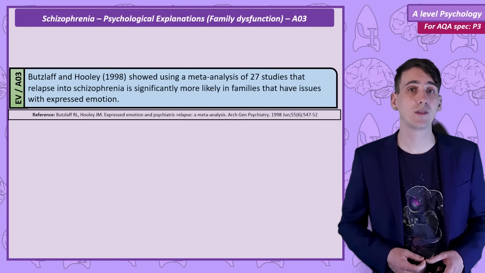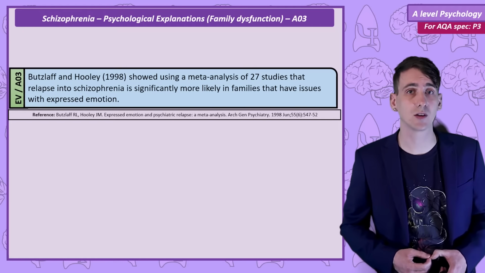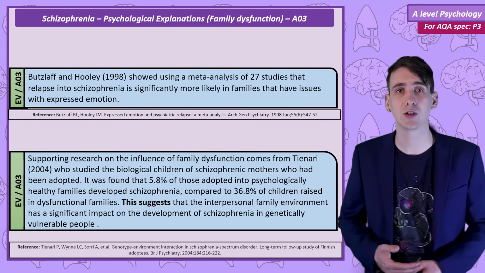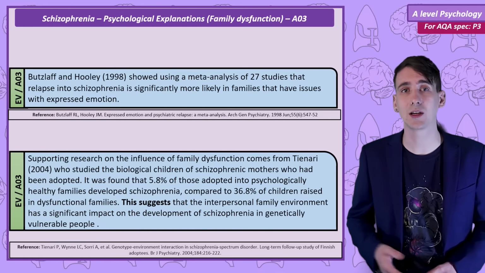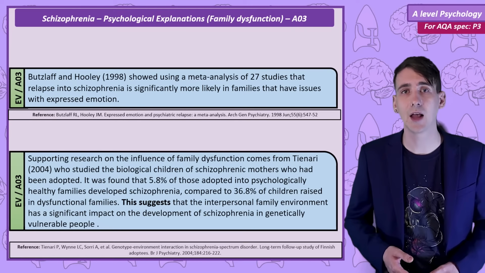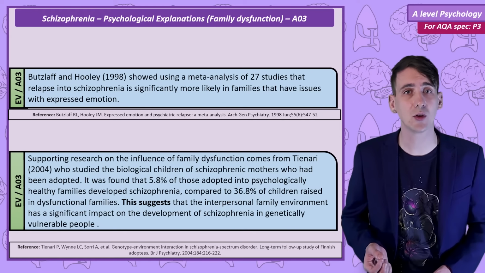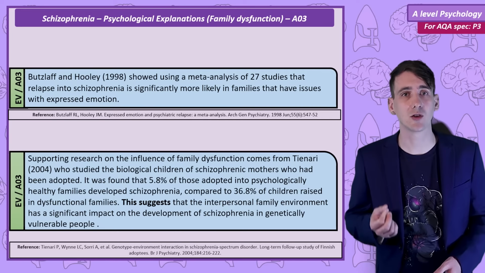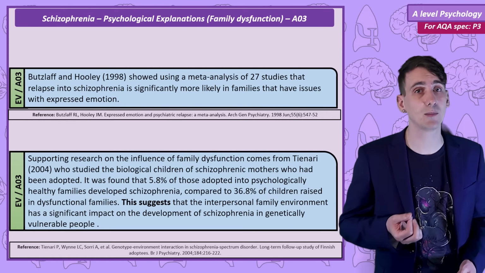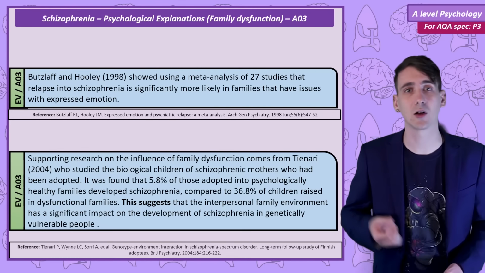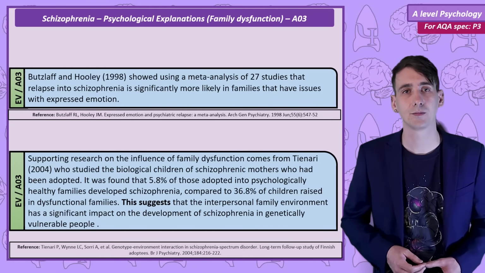On the wider point that family dysfunction is a factor in the development of schizophrenia, we can again turn to the research of Tienari. This research looked at the adopted children of biologically schizophrenic mothers, and the results showed 36.8% of those children who were adopted into psychologically unhealthy families developed schizophrenia, compared to only 5.8% of those that were adopted into the psychologically healthy families.